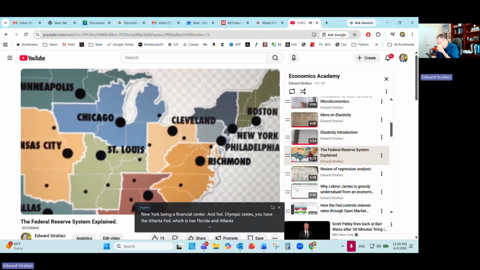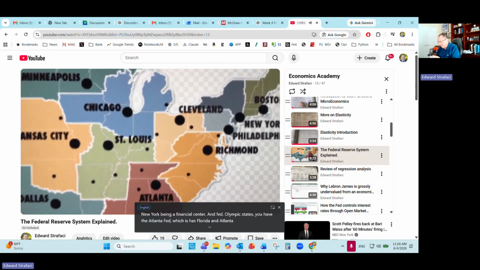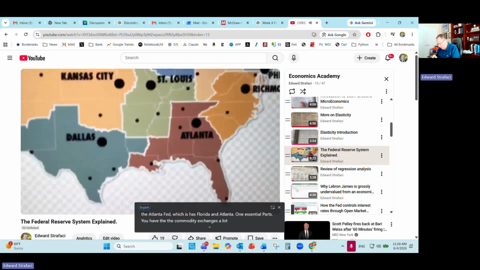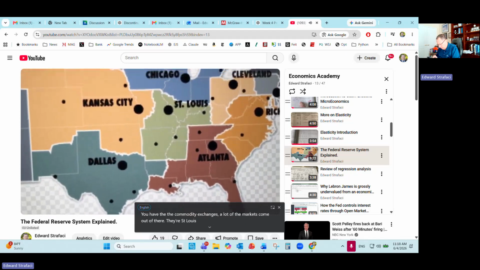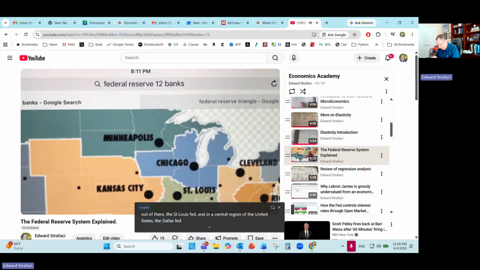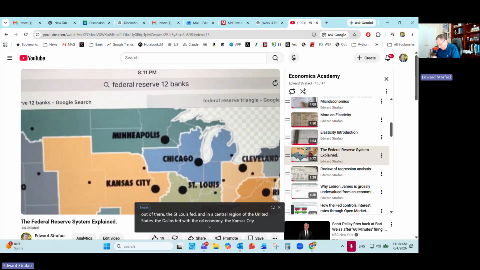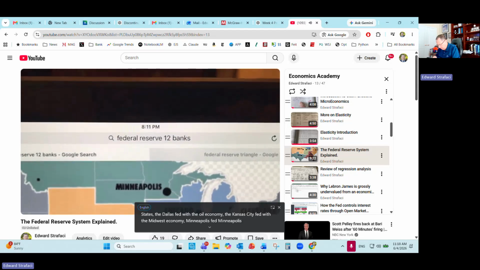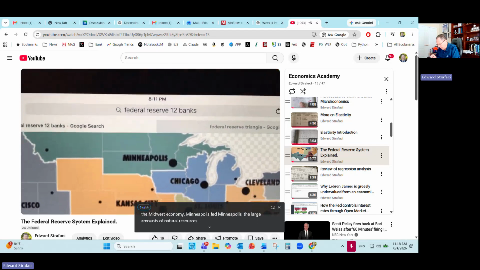You have the commodity exchanges. A lot of the markets come out of there. There's the St. Louis Fed in the central region of the United States, the Dallas Fed with the oil economy, the Kansas City Fed with the Midwest economy, and the Minneapolis Fed, with the large amounts of natural resources in that region, which borders Canada, which is our largest trading partner, by the way.